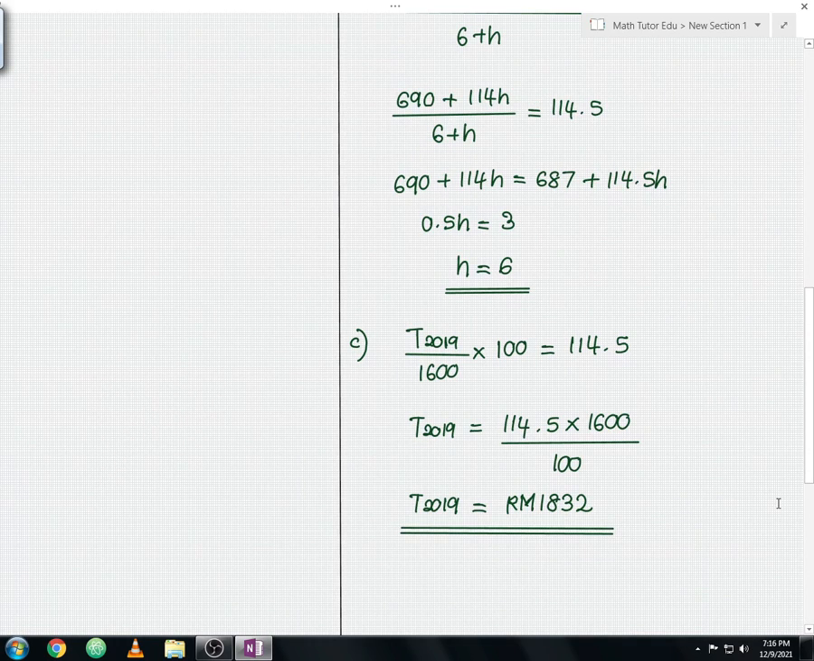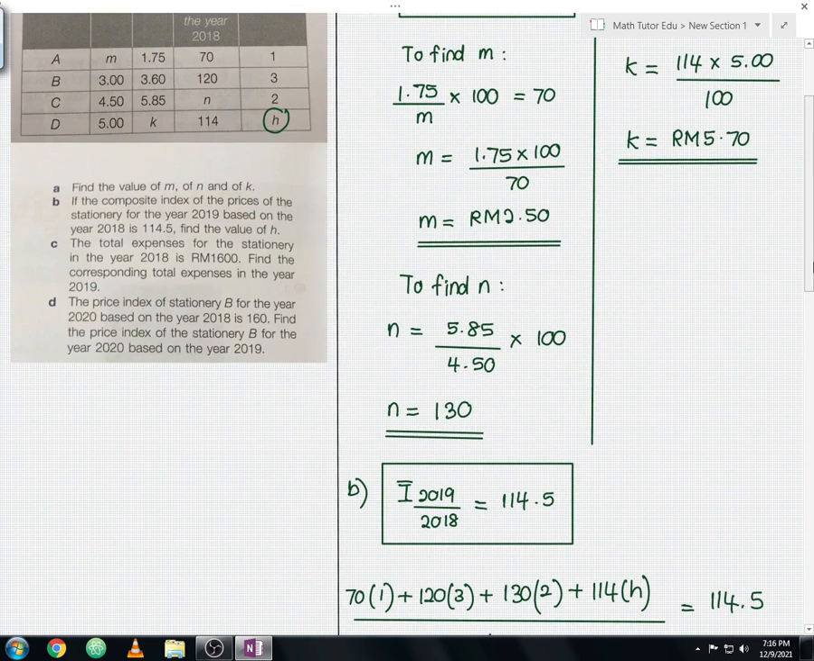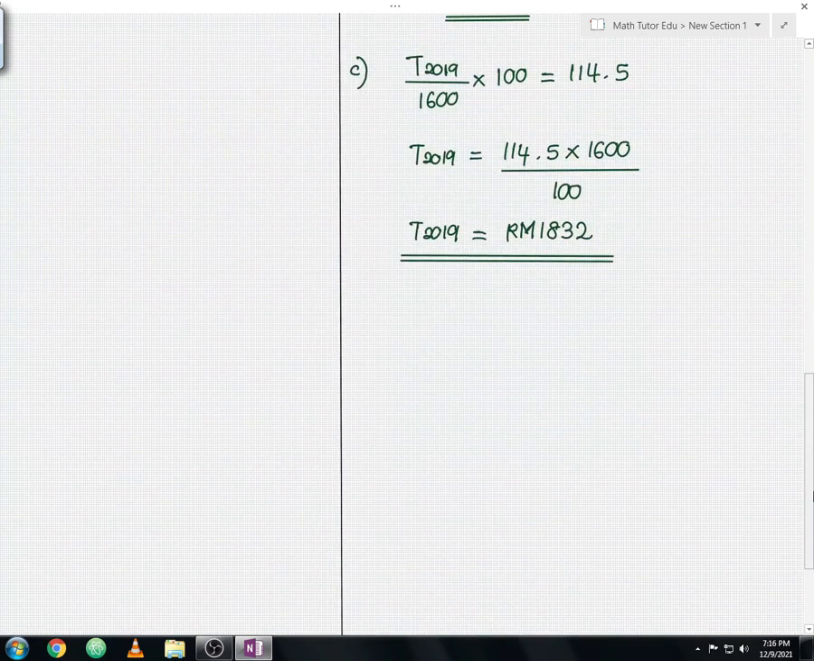Okay, so from here let us proceed our discussion for the question part D. For the question part D, it mentioned that for stationery B, the price index of the year 2020 based on the year 2018 is 160, which is mentioned over here, guys. So let me write down the important information over here. I 2020, based on the year 2018 is equals to 160. So let me underline the fraction.